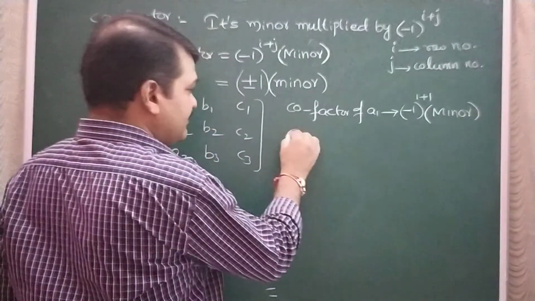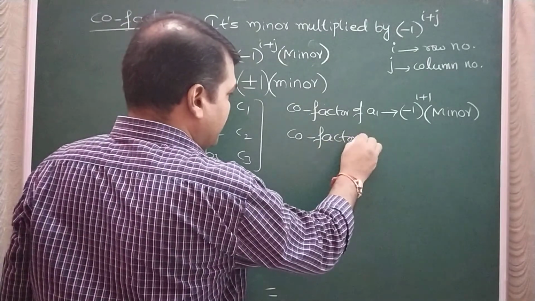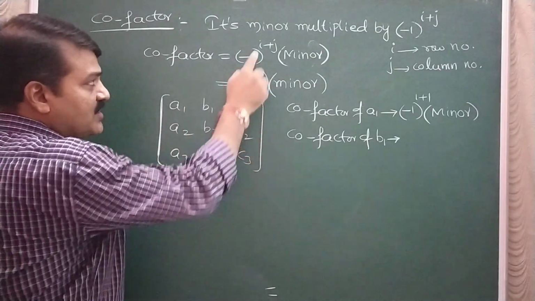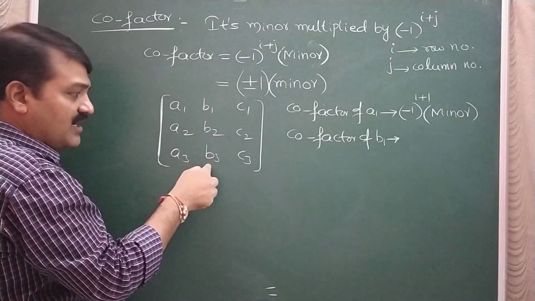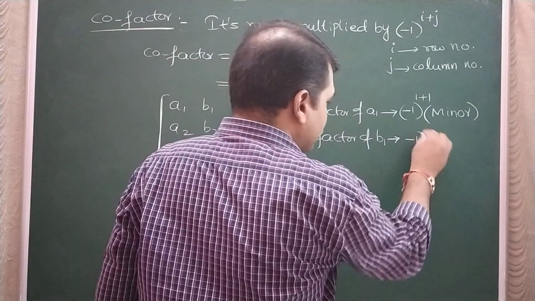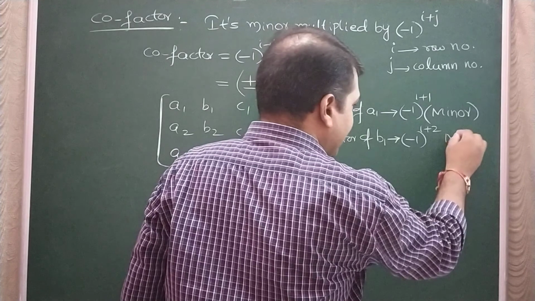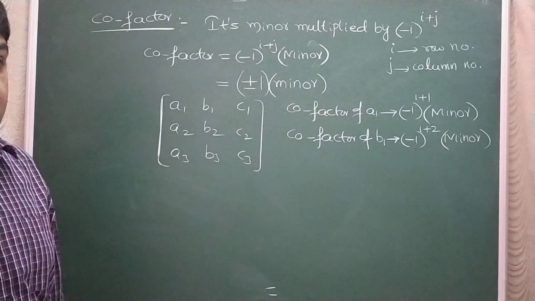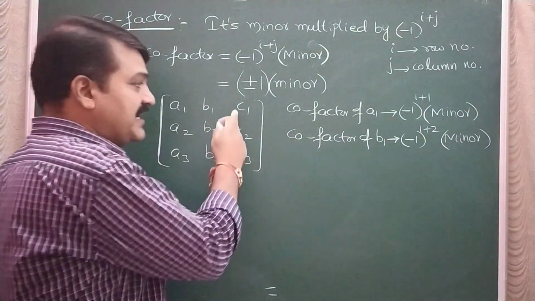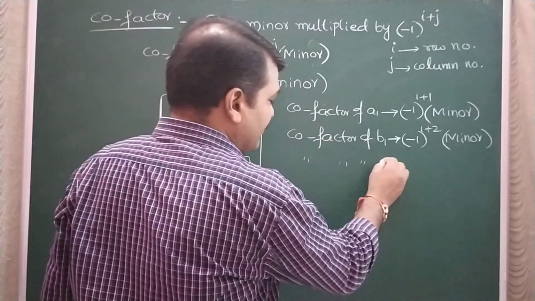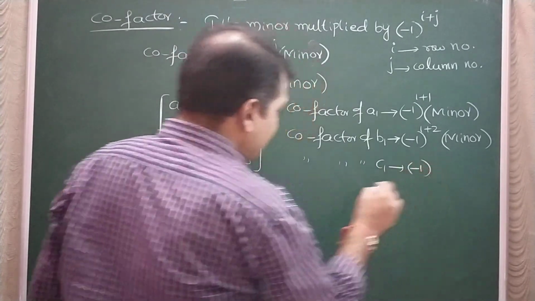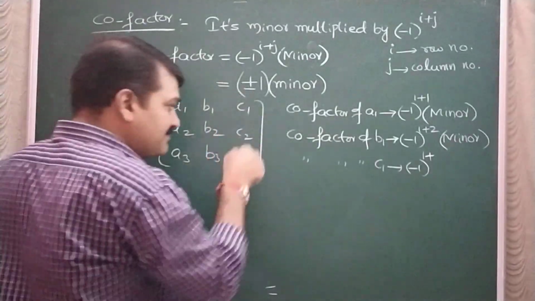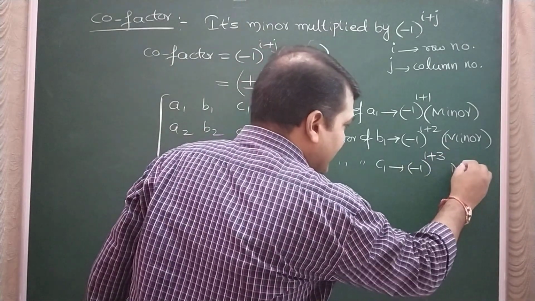If I take B1, cofactor of B1 means B1 is in first row, so i is 1. B1 is in second column, so j is 2. So minus 1 whole power 1 plus 2 into minor. So cofactor is equal to minus minor you will get. If I take cofactor of C1, C1 is in first row, so i is 1, and C1 is in third column, so j is 3, you will get like this.